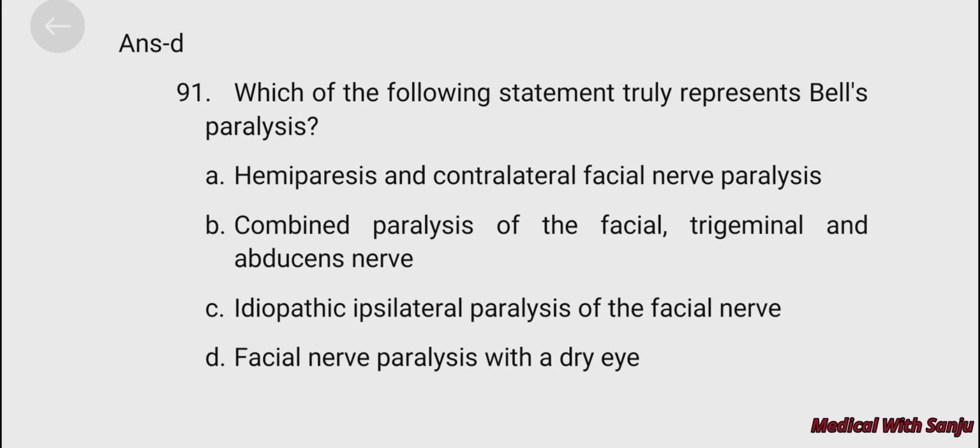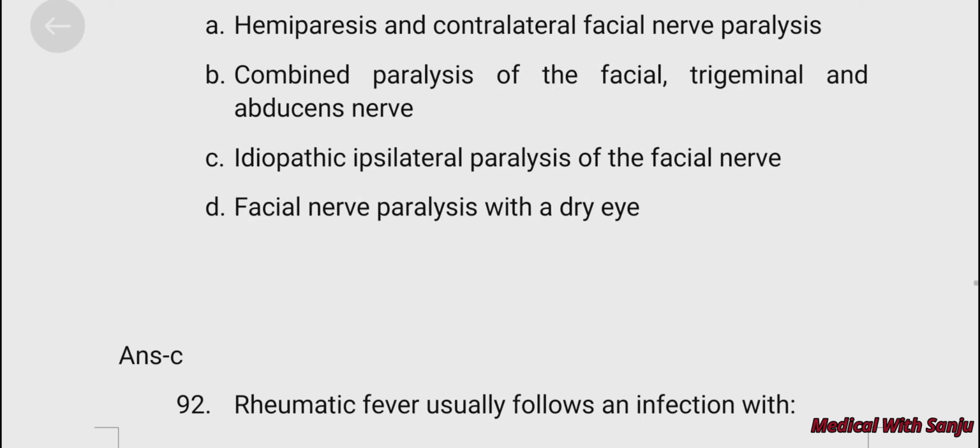Question number 91. Which of the following statements truly represents Bell's palsy? Option A, hemiparesis and contralateral facial nerve paralysis. Option B, combined paralysis of the facial, trigeminal and abducens nerve. Option C, idiopathic ipsilateral paralysis of the facial nerve. And option D, facial nerve paralysis with a dry eye. The right answer is option C.